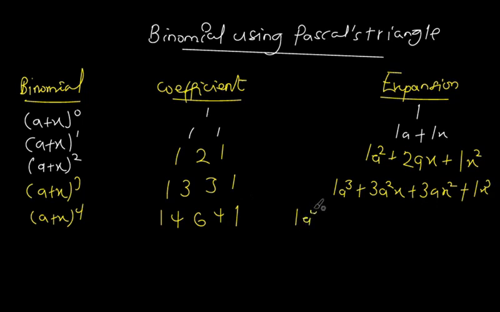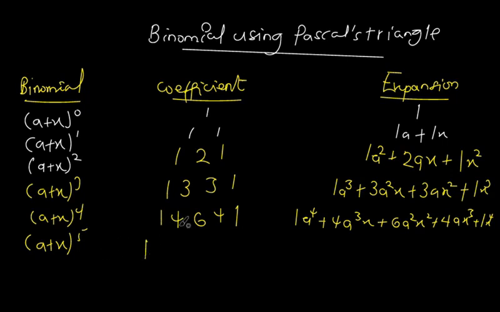So a power 4, plus 4, the 4 over here, a power 3, then we have the x plus 6 a squared x squared, plus 4 a x cubed, then plus 1 x power 4. Okay, so if we have a plus x raised to the power 5, guess what the coefficients are going to be? So they will be 1.